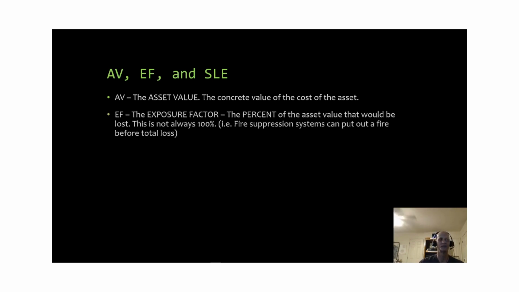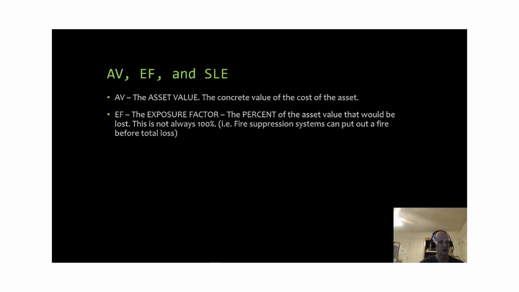So the first things we want to deal with are AV, EF, and SLEs. Okay, so the AV, that is the asset value itself. That concrete value of an asset, be it a database, be it a server, whatever it is, it's the concrete cost of that. Then we have this thing called the exposure factor. The exposure factor is a percentage. So it is a percent of the asset that would be lost in the case of an attack or a failure or something like that.